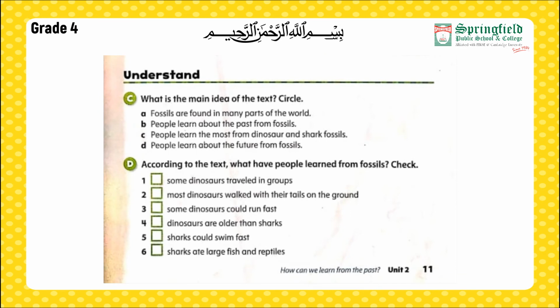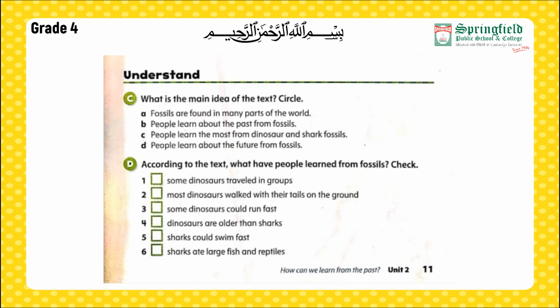Now let's move towards our exercises on page 11. Exercise C. What is the main idea of the text? Circle. There are 4 sentences given to you. You have to circle the one which indicates the main idea of the text. A. Fossils are found in many parts of the world. B. People learn about the past from fossils. C. People learn the most from dinosaur and shark fossils. D. People learn about the future from fossils. So in these statements, B is the correct answer. So circle B.